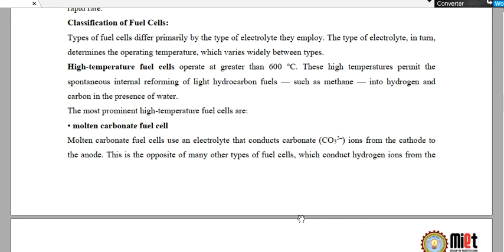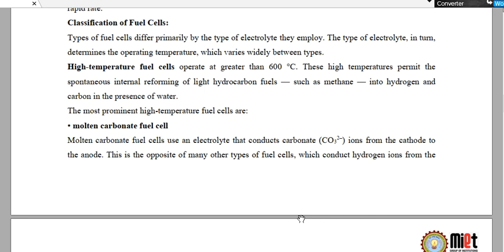If we talk about the first category, that is high temperature fuel cells, they operate at greater than 600 degrees Celsius temperature. These high temperatures permit the spontaneous internal reforming of light hydrocarbon fuels such as methane into hydrogen and carbon in the presence of water. The most prominent types of high temperature fuel cells are given next, which are divided on the basis of their electrolytes.